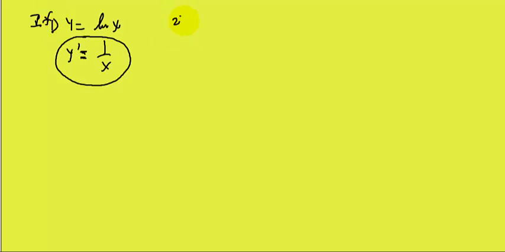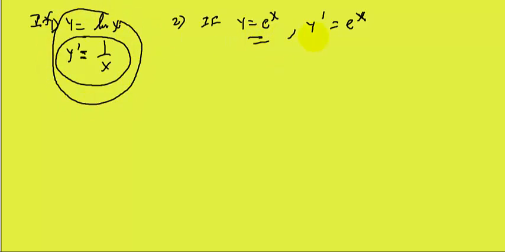The second thing is, if y is equal to e to the x, then y prime is equal to e to the x. I will prove that because it's pretty short. If you know the previous rule, it's easy to prove this. The other proof is longer, but it's a cool proof. So let's go ahead and prove this one.